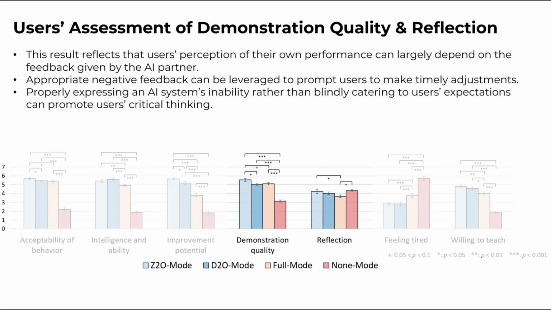For example, if the AI system needs to raise users' awareness of their own poor performance, appropriate negative feedback can be leveraged to prompt users to make timely adjustments. Besides, properly expressing an AI system's inability, rather than blindly catering to users' expectations, can promote users' critical thinking.